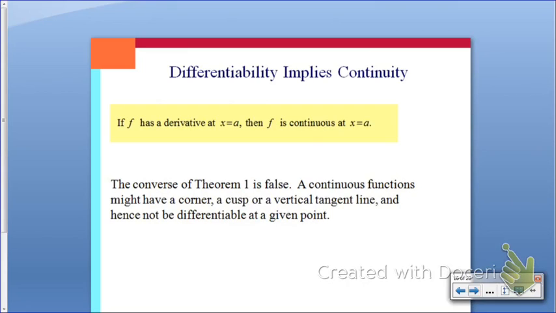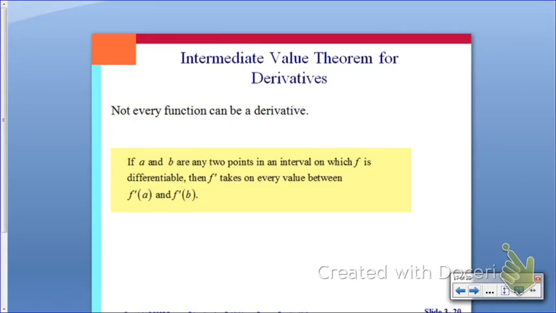Differentiability implies continuity. If f has a derivative at a, then we say f is continuous at x equals a. The converse of theorem 1 is false. A continuous function might have a corner, a cusp, or a vertical tangent line and not be differentiable at a given point. Not every function can be a derivative. If a and b are any two points in an interval on which f is differentiable, then f prime takes on every value between f prime of a and f prime of b. We call this the intermediate value theorem for derivatives.